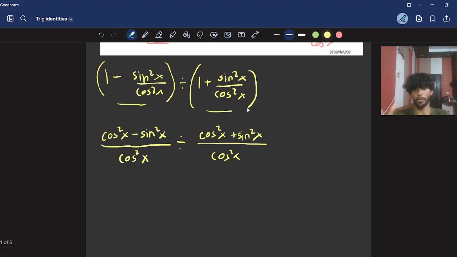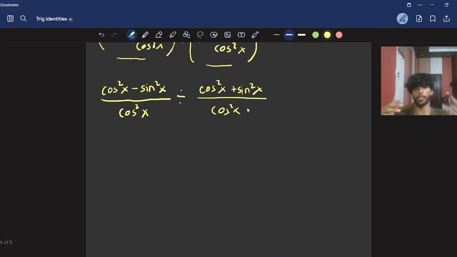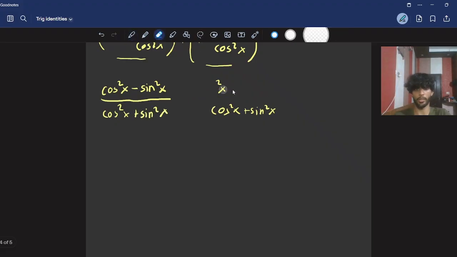Now what you can do is, if you have a division sign, you can turn it into a multiplication sign and then take the reciprocal of the fraction. So this thing is just going to turn into a multiplication sign, and you're going to have this thing reciprocal itself. So it's going to be this. Now what you can see is that this cosine cancels this cosine. That's good. And then what you'll have is cosine squared x, and cosine squared x plus sine squared x. So you've got one fraction now.